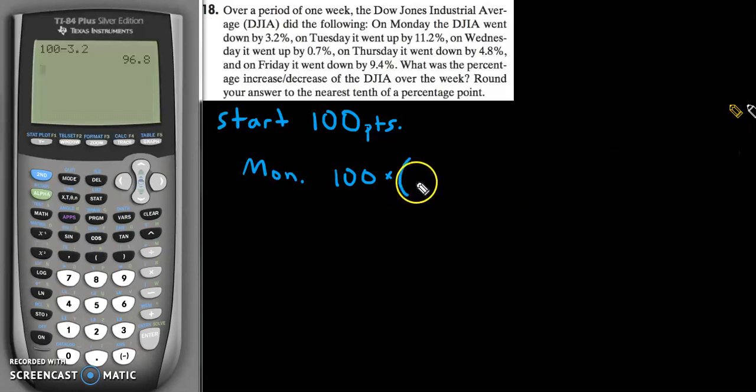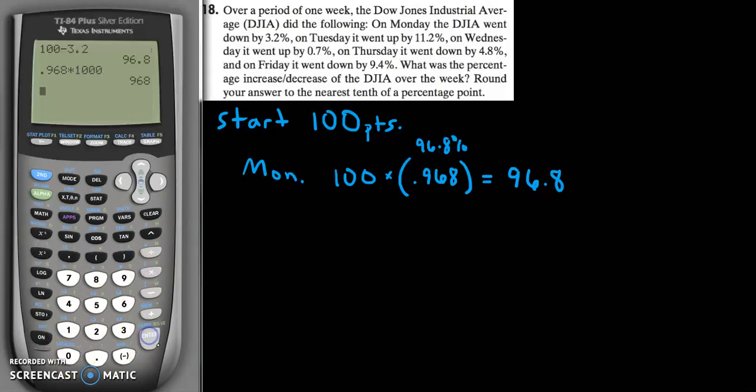But then if we're dealing with percents, we always want to use the decimal version. So 96.8% is the same as 0.968. So we want to do 100 times 0.968, which looks like 96.8 on this one. And you can check on that. This one will work out really nicely just because we started at 100. So now it's worth 96.8 points instead of 100 points because it went down by a little.